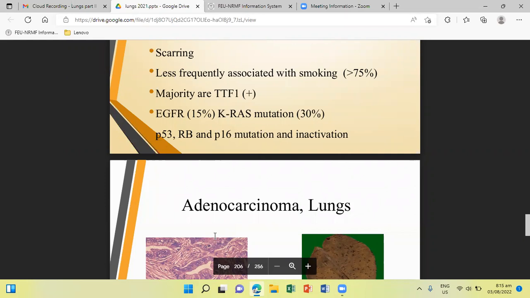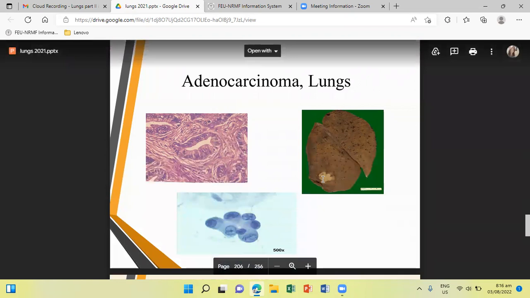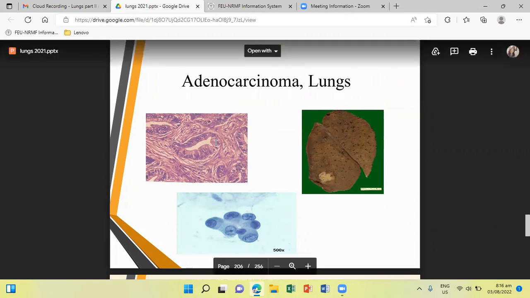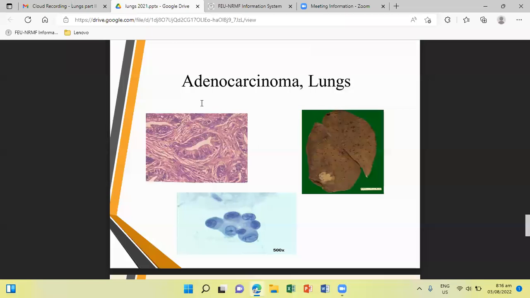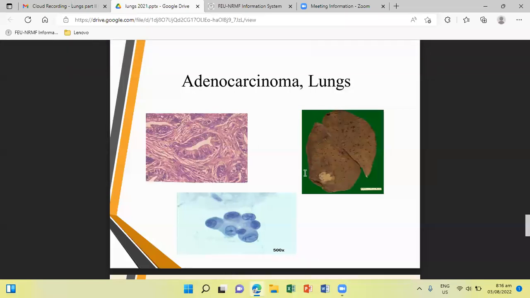So, they are often in the periphery. A while ago, I was showing you a lesion that is central in location. This is an example of a lesion that is now peripherally located. So again, you can aspirate that, and the glands are expected to be like this, telling you that it is adenocarcinoma.